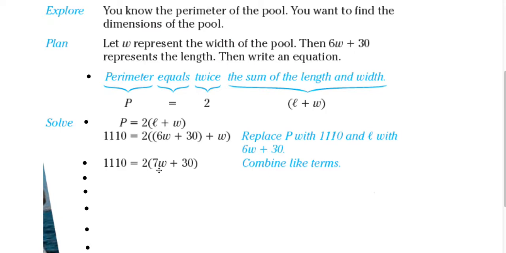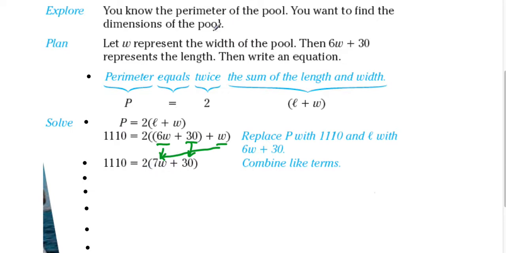1,110 equals 2 times 7W plus 30. Where did 7W plus 30 come from? Remember from our previous lessons that we have like terms 6W and W. When we add them up, you end up with 7W. So that's where 7W came from, and we simply brought down the 30 right there. So we now have 1,110 equals 2 times 7W plus 30.